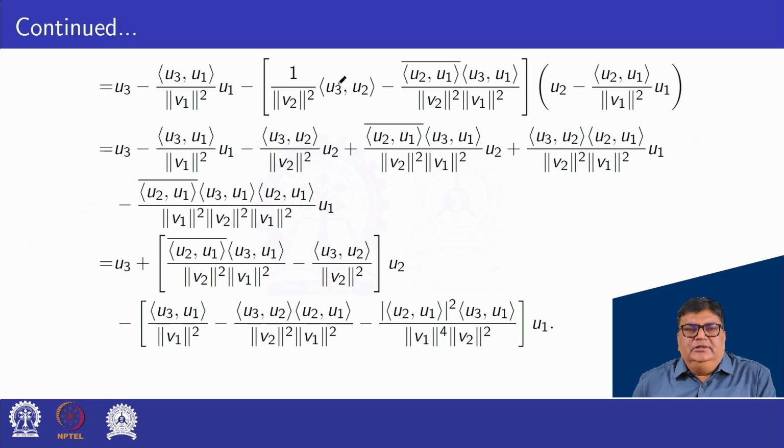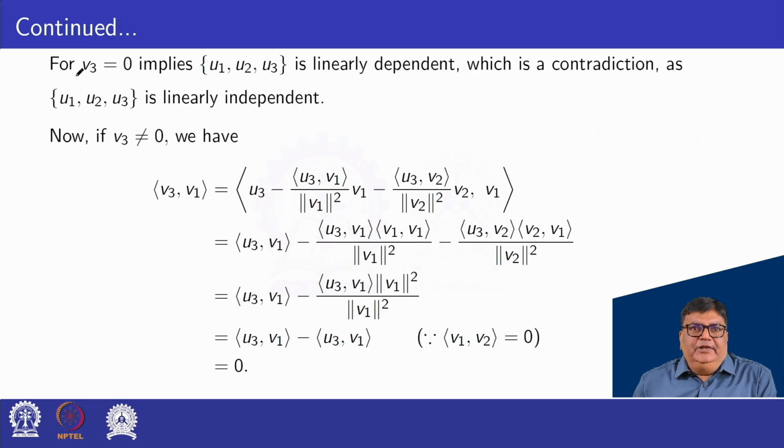So at last, we simplify this with the coefficient of U3, U2 and U1. We have U3 plus some coefficient of U2 and some coefficient of U1. Okay, so for V3 equal to 0, U3 is a linear combination of the vectors U2 and U1. So for V3 equal to 0, this implies that U1, U2, U3 is linearly dependent, which is a contradiction as U1, U2, U3 is linearly independent.